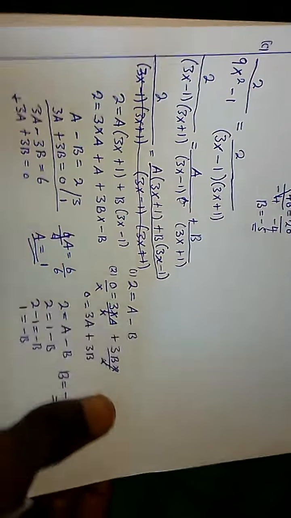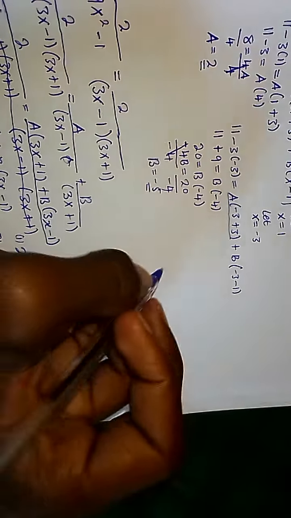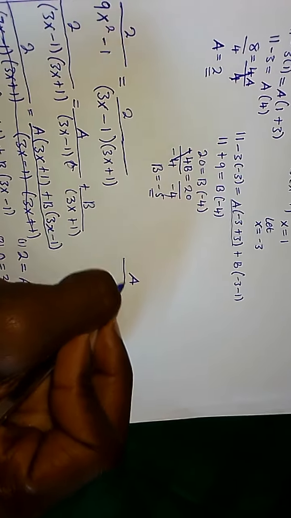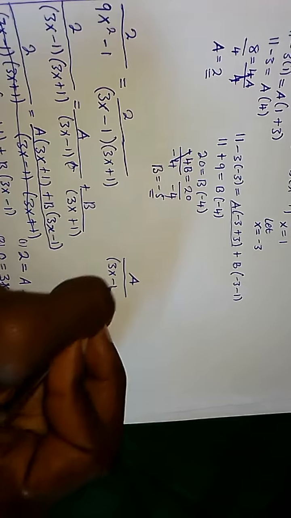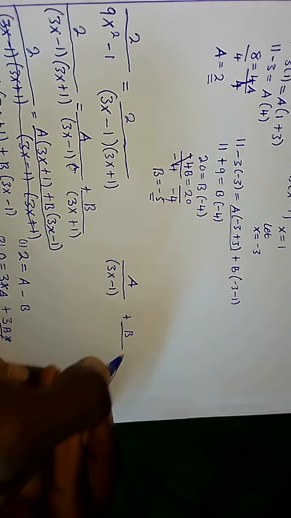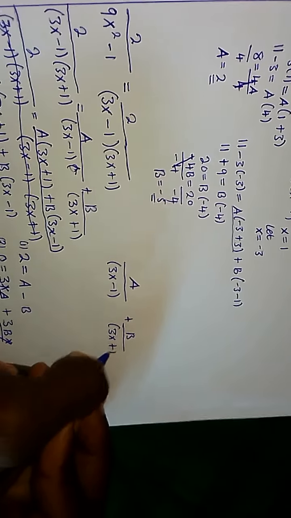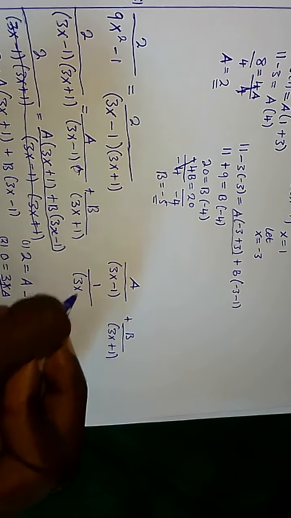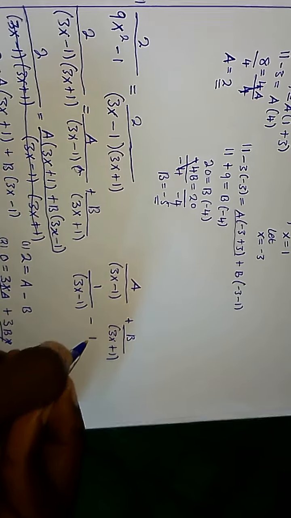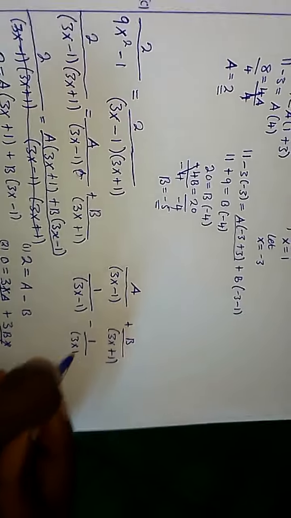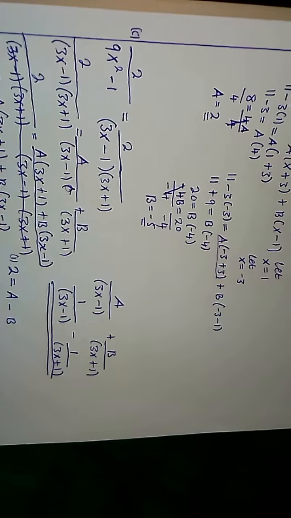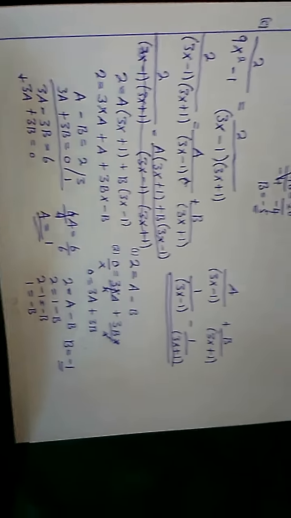So now we can get back to our partial fraction. Our partial fraction was a over 3x minus 1 plus b over 3x plus 1. Our a was found to be 1, so we have 1 over 3x minus 1 minus negative 1 over 3x plus 1. Like this. So this is our final answer for this particular question. Okay. So this is how you solve this particular question. It's quite easy. Very easy.